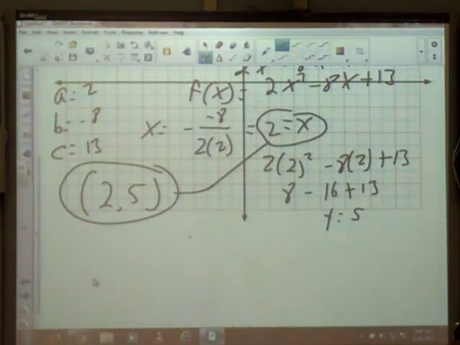What was our C on this one? 13. So it's going to have a y-intercept at 0, 13. Put a dot on it, right above here. Yeah. Okay. I like that, Stephen. He's technical like me. That would be over 0 and up 13. That's what we're saying that is.